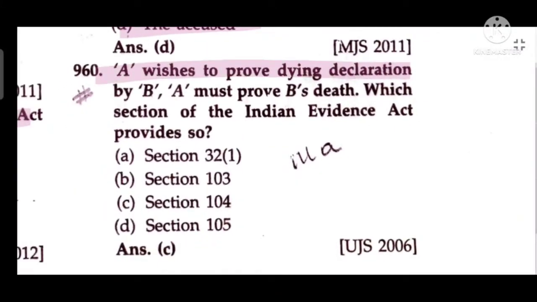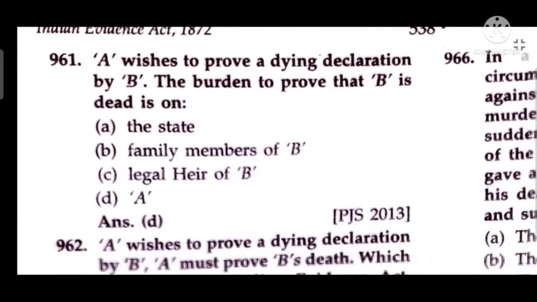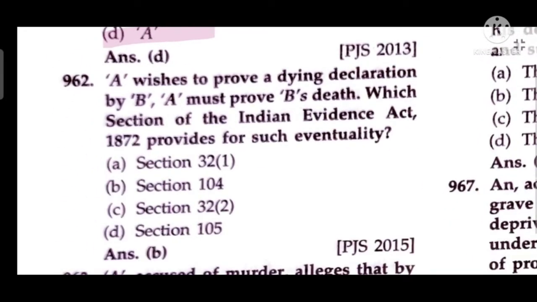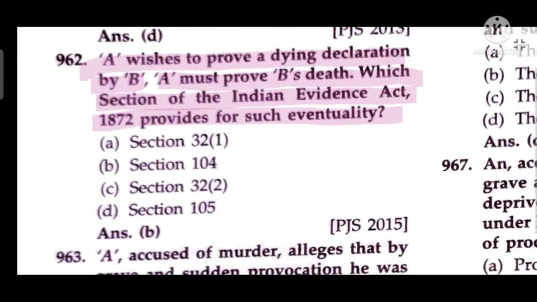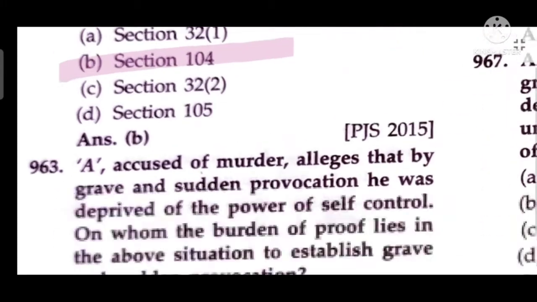A wishes to prove a dying declaration by B. A must prove B's death. Which section of the Indian Evidence Act provides so? Section 104. A wishes to prove a dying declaration by B. The burden of proving that B is dead is on A. Which section of the Indian Evidence Act 1872 provides for such an eventuality? Section 104.